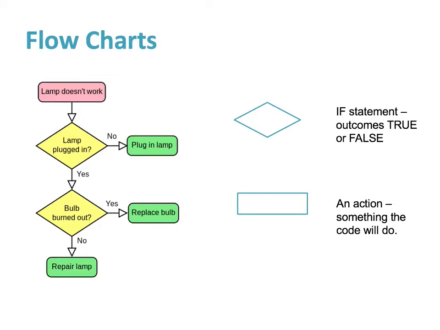So just as a brief reminder of what the different shapes mean, our rectangles are instructions and our diamonds are decision points, and decision points being used to represent either loops or, as we'll be focusing on, if statements.